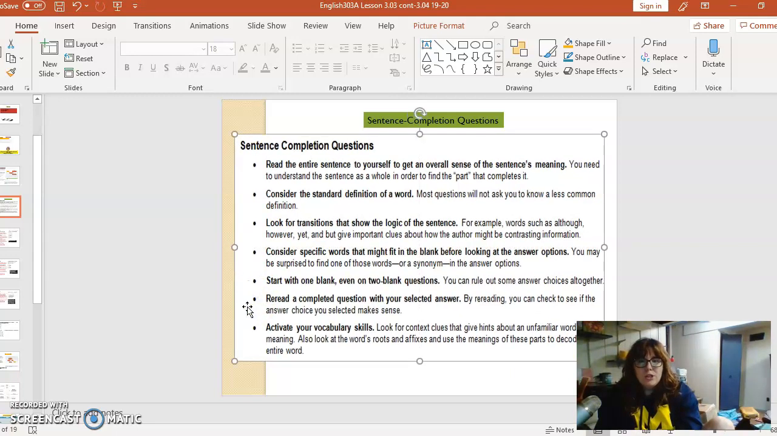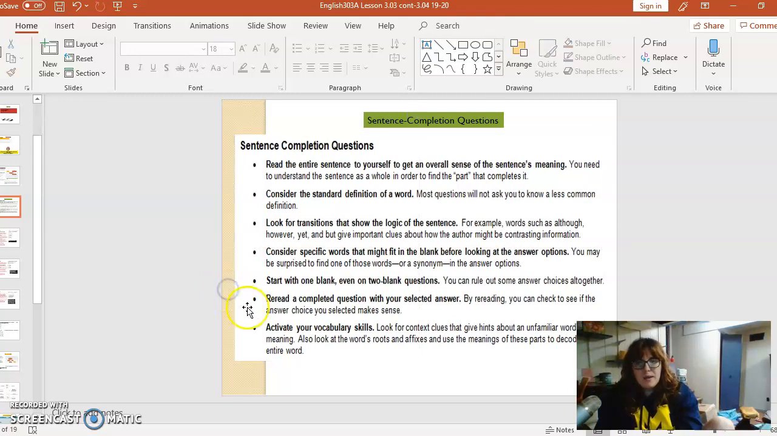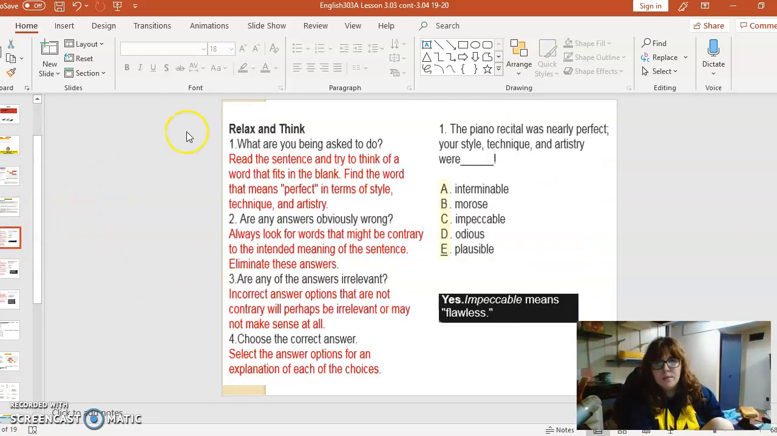Reread a completed question with your selected answer. Just like math, when you find X, you can put X back into the math question, and if it equals out, you got the right answer. Do the same thing here. You pick an answer, go back and read it with the answer in it. If it makes sense, then you're good to go. And then again, we just talked about this on Tuesday, using those vocab skills. You are all very smart people. You can use your vocab skills to help you find the answers.